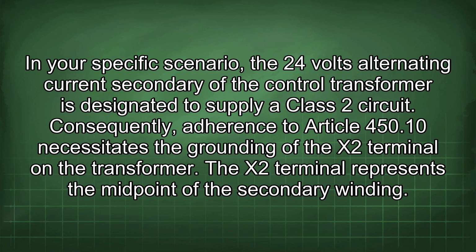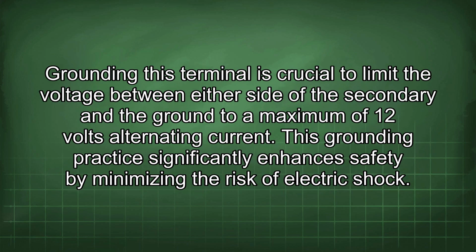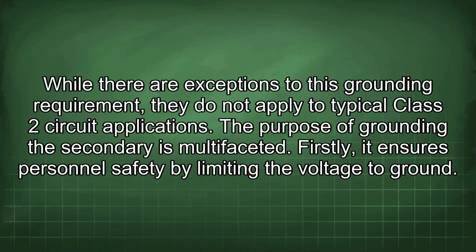The X2 terminal represents the midpoint of the secondary winding. Grounding this terminal is crucial to limit the voltage between either side of the secondary and the ground to a maximum of 12 volts alternating current. This grounding practice significantly enhances safety by minimizing the risk of electric shock. While there are exceptions to this grounding requirement, they do not apply to typical Class 2 circuit applications.